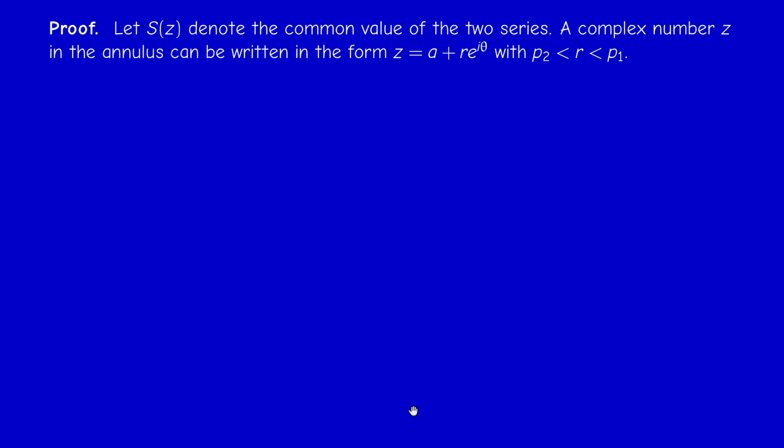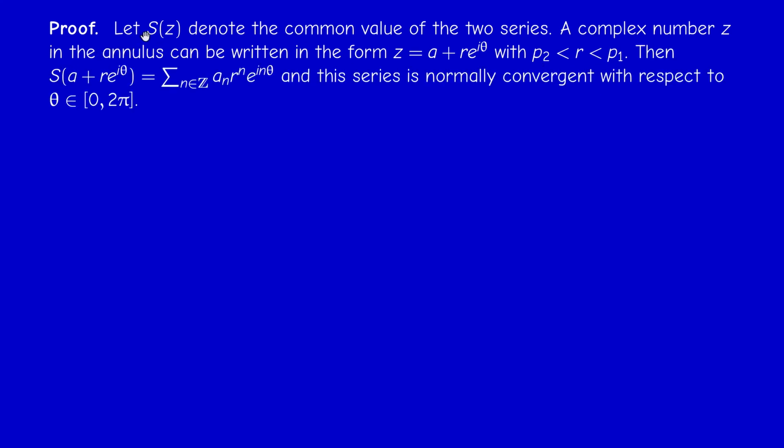And so just draw a picture. Consider an annulus of center a, and you draw two circles inside, one inside the other. Any z in the annulus can be written as a plus r e^{iθ}, where r is the modulus of z minus a, and θ is the argument. Since the modulus of z minus a is between ρ2 and ρ1, r, the distance between z and a, is between ρ2 and ρ1.